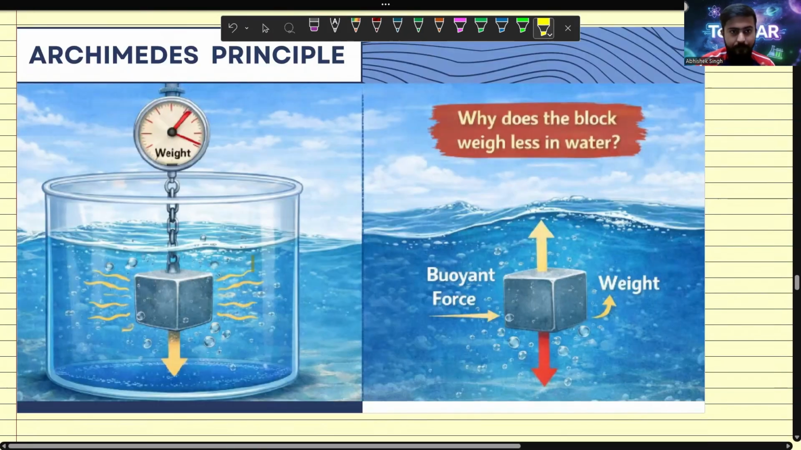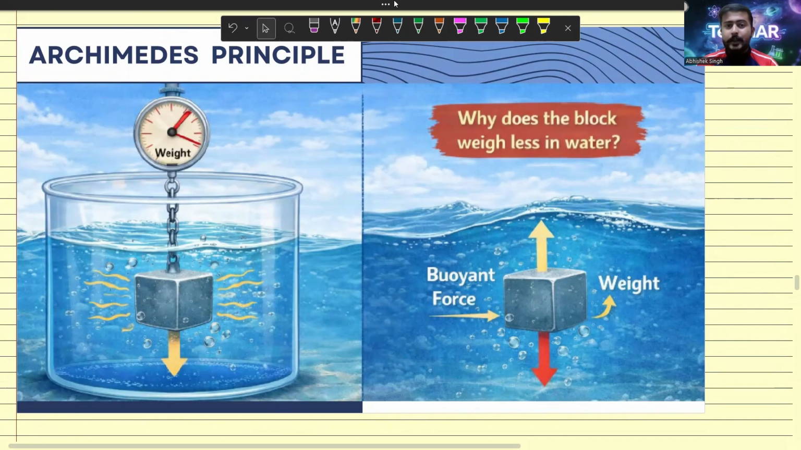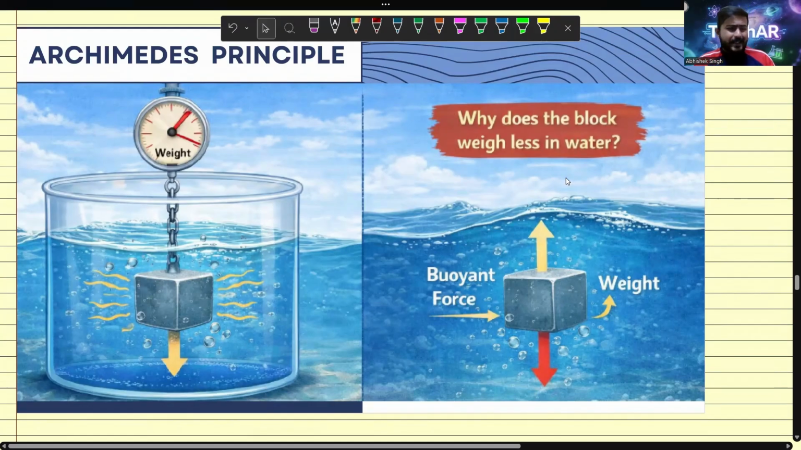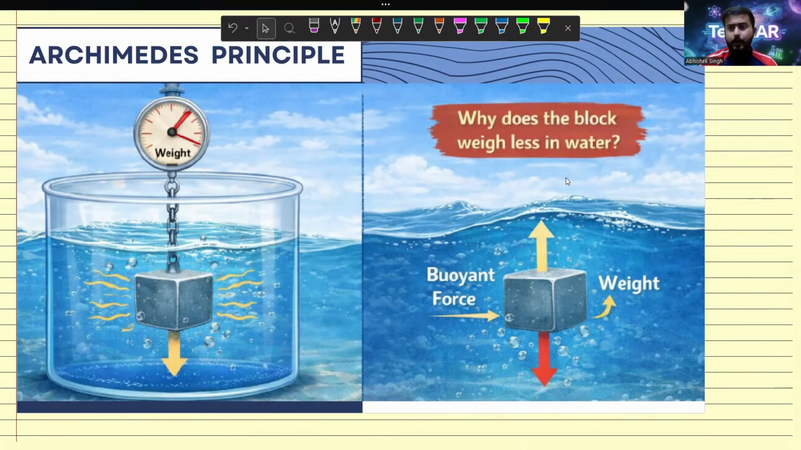The Archimedes principle. Archimedes principle tells a lot about many real life examples. But first, we need to understand what that is. Now, let's take an example. Suppose there is a block of brick or any small weight or any small piece of object.